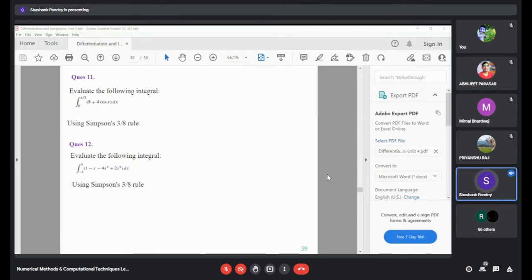It depends on how much accuracy you have. The exact answer you can evaluate also. So the more the intervals you take, h is equal to 4. Sir, 7.847. Okay, you can cross check your answer with this percentage error. How much percentage error you are getting?